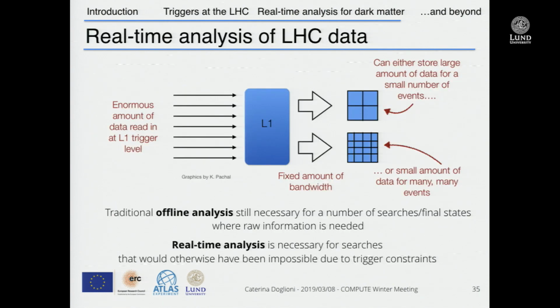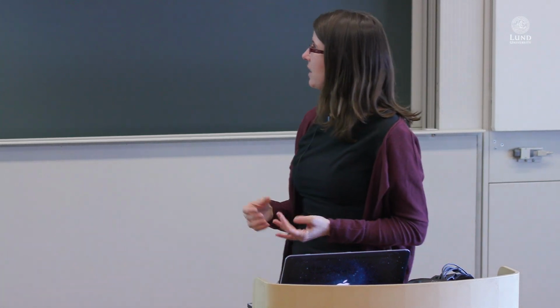And a slightly less technical, intuitive way is you have to read a lot of data in at the level 1 trigger level. So afterwards, when you take the second level decision, the high-level trigger decision, you can either store a large amount of data for a small number of events or a small amount of data for a lot of events. And by doing real-time analysis, you're doing the latter. Not always can you do this, because sometimes you need the whole raw data to go back and reconstruct it again. But a lot of the time you can do with this reduced amount.